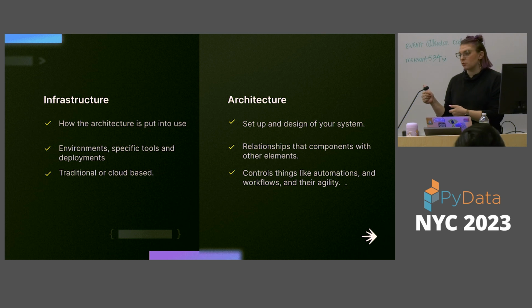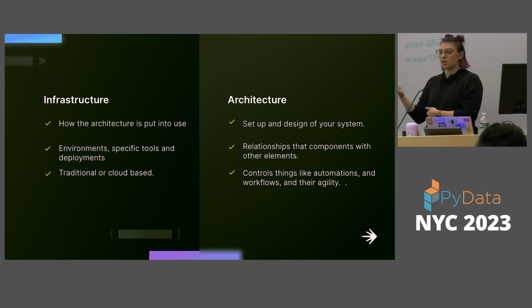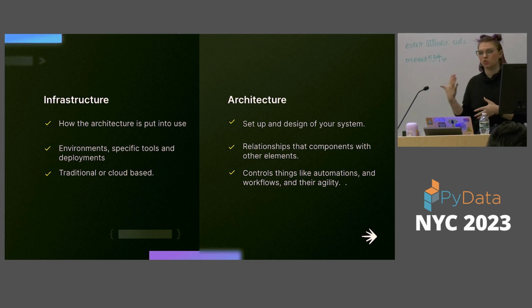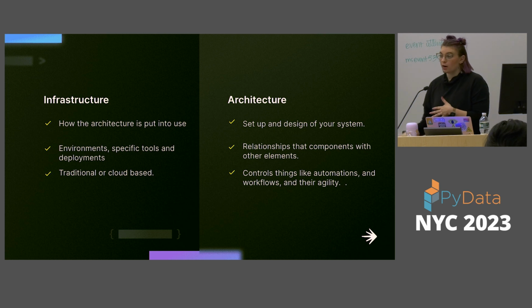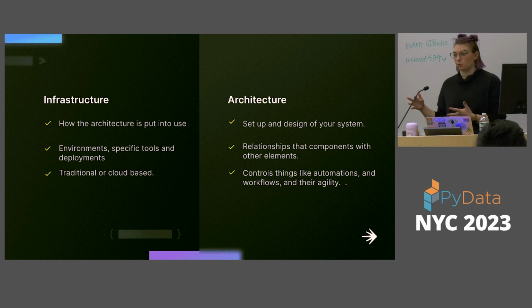Architecture also includes relationships with other components. What plugins, who has access to this data, who has permissions to read this data, who has permissions to write this data, how are we keeping this data secure? Also under architecture, and this is where we start to bleed the lines a little, are automations, workflow, and the agility and ability to process data in and out. And then infrastructure, just as Conrad said, is how the architecture is put into use. So what actual tools and tech stack are you building? How are you deploying it? Where are you deploying it? Where is it hosted? Is this a traditional deployment or a cloud-based deployment?